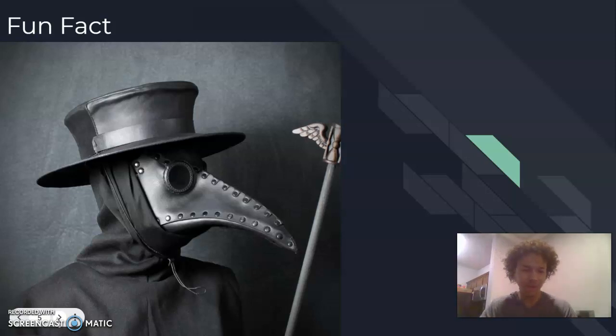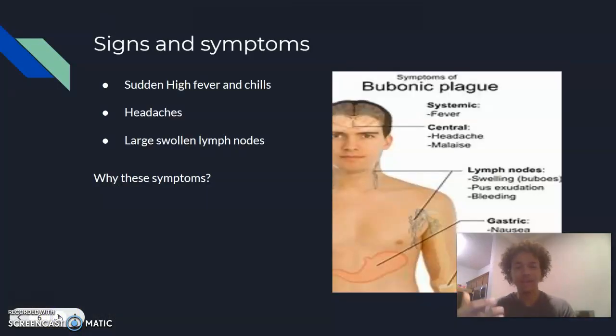Moving forward, I just want to talk about the signs and symptoms that they were diagnosing. So for bubonic plague in particular, they diagnosed sudden high fevers and chills, headaches, and most distinguishably, the large swollen leaking lymph nodes. Large swollen leaking lymph nodes that would literally leak pus. And I know you're thinking, why this symptom in particular for bubonic plague?